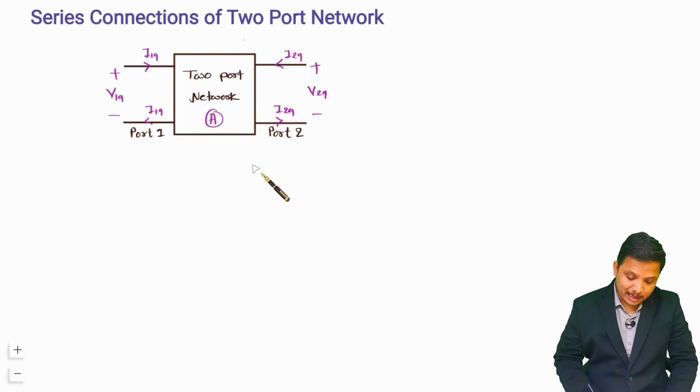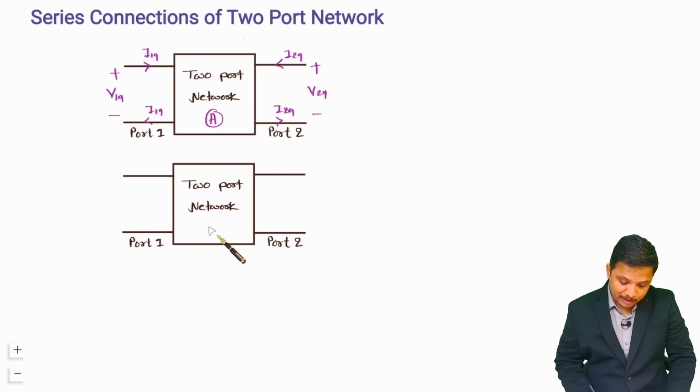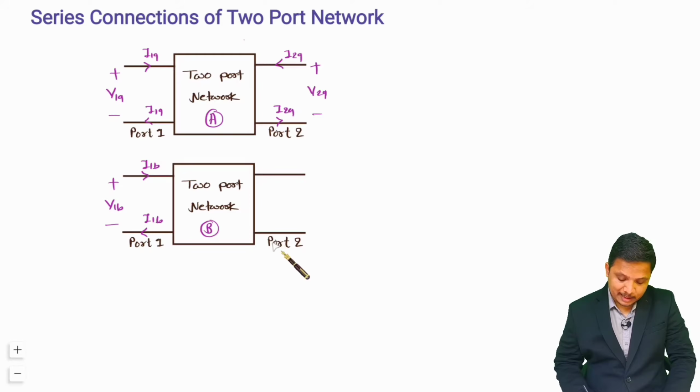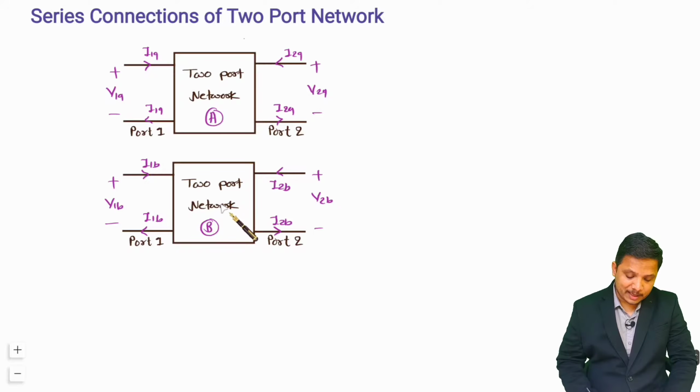Now I'll consider a second two-port network. Let us say this is two-port network B. For two-port network B, at port 1, we have voltage V1B and current going inside, that is I1B, and current coming out, that is I1B. And at port 2 of two-port network B, voltage is V2B and current going inside is I2B and current coming out is I2B. That is how the two-port networks are there with us.